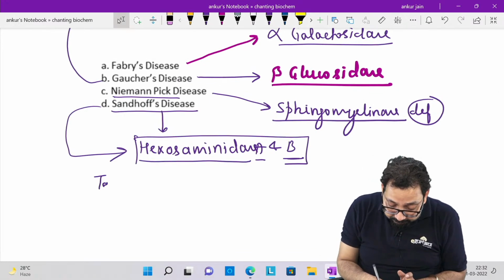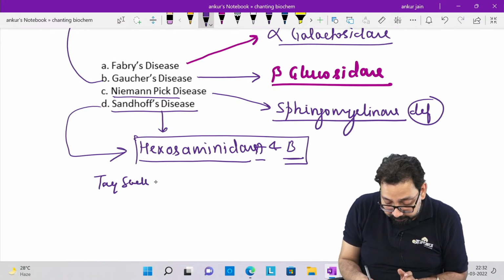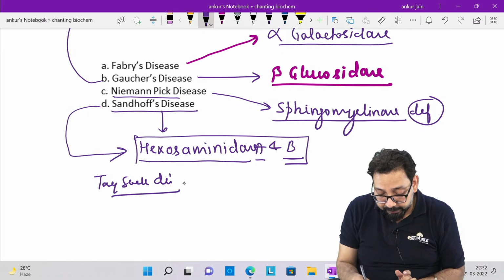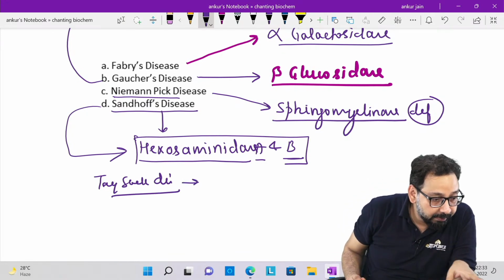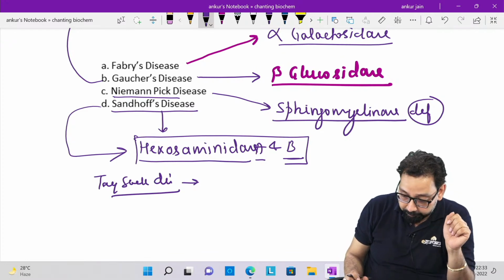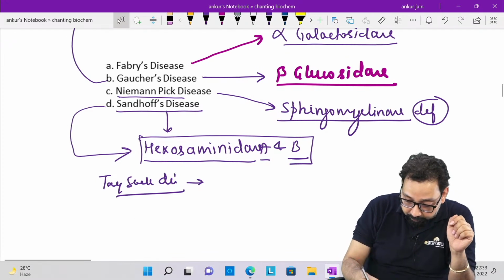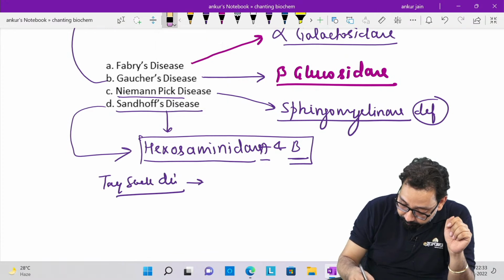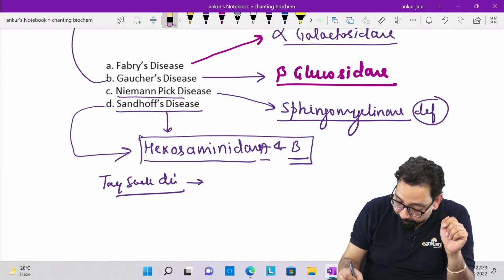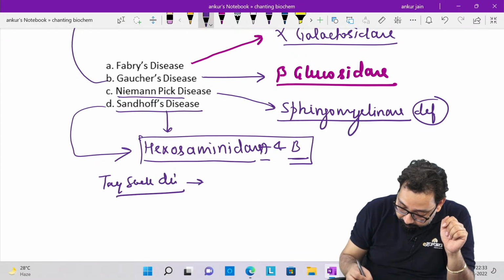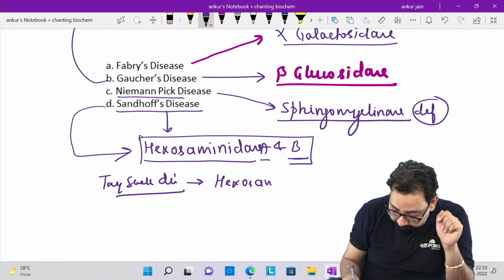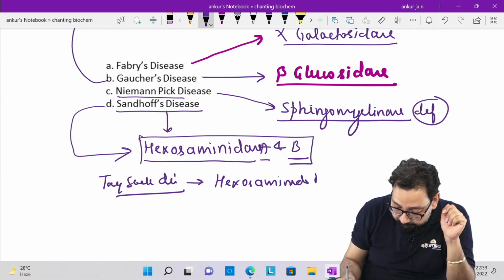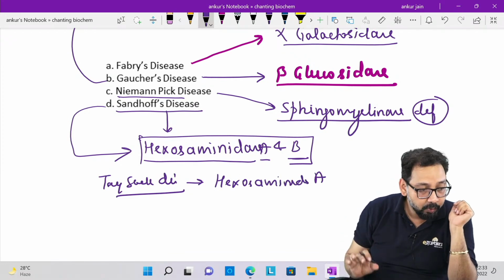Tay-Sachs disease. Which enzyme is deficient? Please do reply. In Tay-Sachs disease, hexosaminidase, yes, hexosaminidase A. Hexosaminidase A is deficient. How to remember?